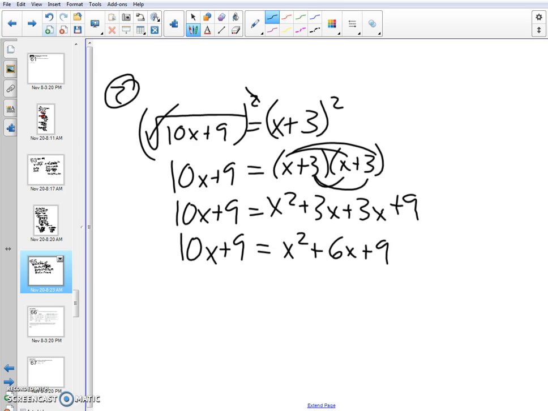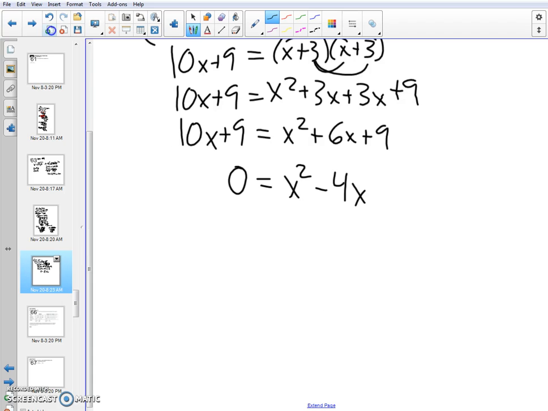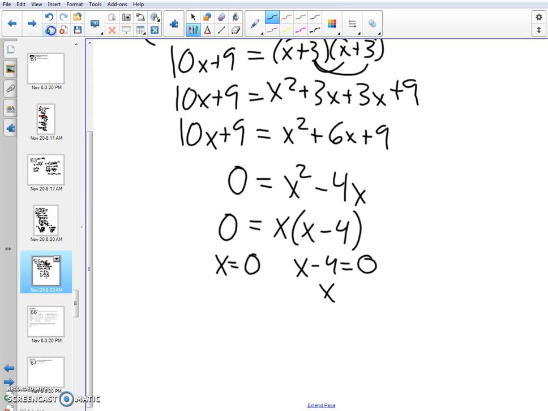And now, since I have that x squared and that x, to solve that quadratic, I'm going to want to get everything on one side, so my equation would be equal to 0. So when I subtract the 10x, I end up with negative 4x. And when I subtract the 9, I would end up with 0. So it's just x squared minus 4x. So this one, when I factor it, is easier. Because there's no constant, I can just take an x out of both of those terms and end up with x minus 4. So my solution would be x equals 0, or x minus 4 equals 0, or x equals 4.